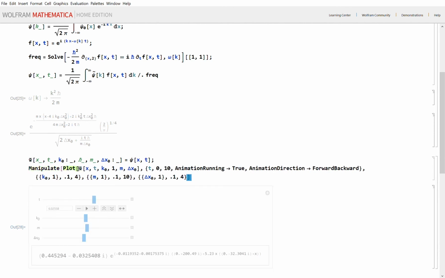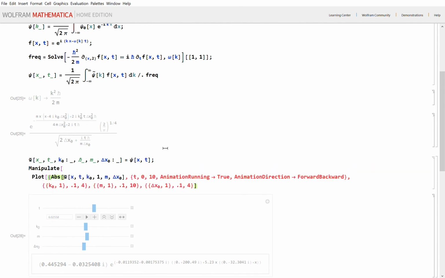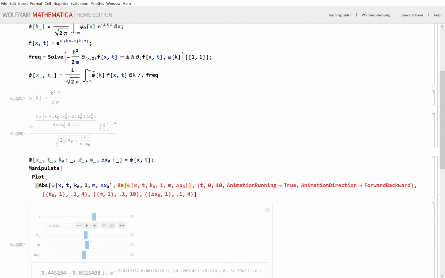Let's call it plot function. When I plot this, I'm going to plot the magnitude. The absolute value will give me the magnitude of a complex number. Then I'm also going to plot the real part. So that'll give me the envelope of the wave and the wave itself. But what did I do there? Oh, okay, no, I need to wrap this in the real. There we go. I wrap that in the real.